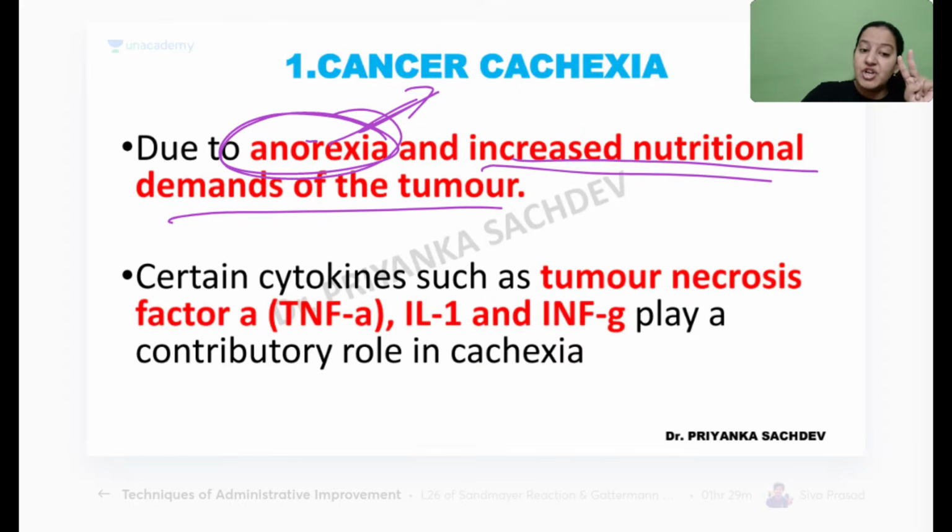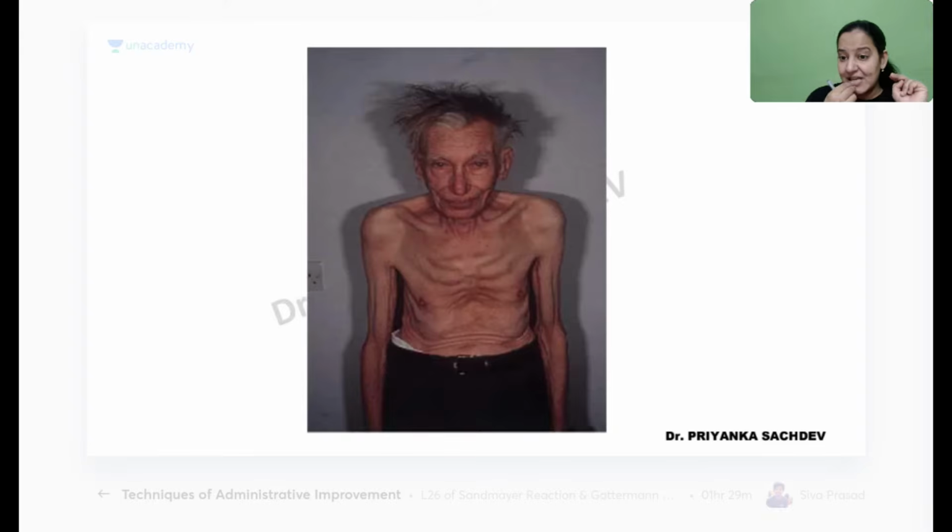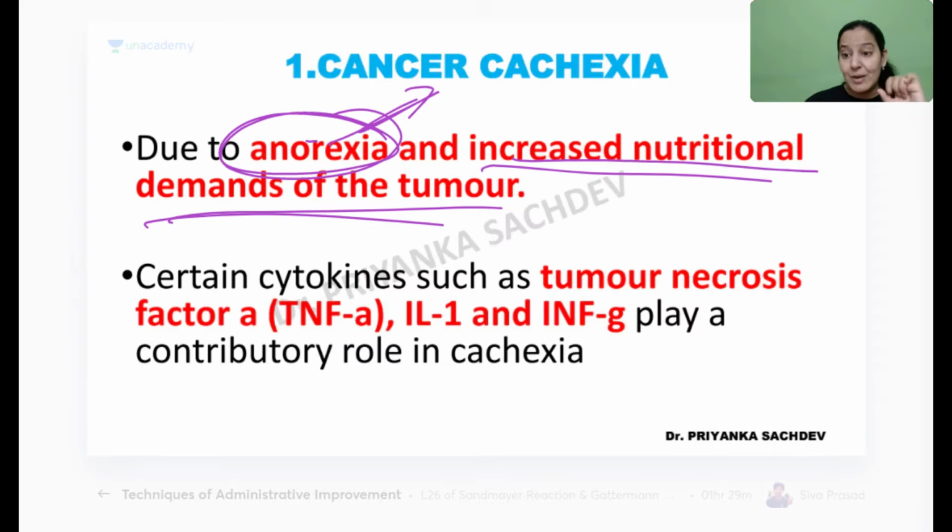Number 2, increased nutritional demand of the tumor. Although he is eating less, whatever he is eating is utilized for proliferation of the tumor cells. So it is utilized by tumor cells only, and the rest of the body gets nothing. So these are the 2 main reasons of weight loss.